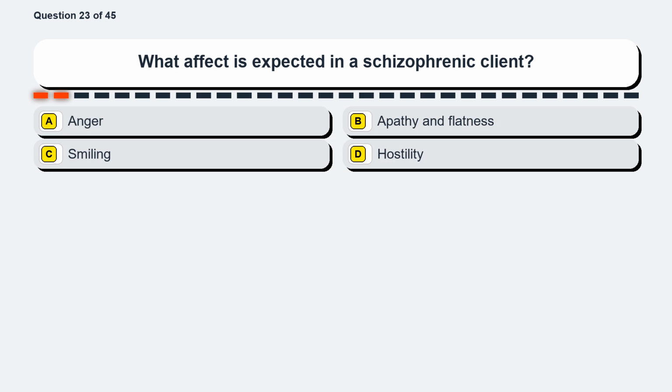Question 23. What effect is expected in a schizophrenic client? Option A, anger. Option B, apathy and flatness. Option C, smiling. Option D, hostility.